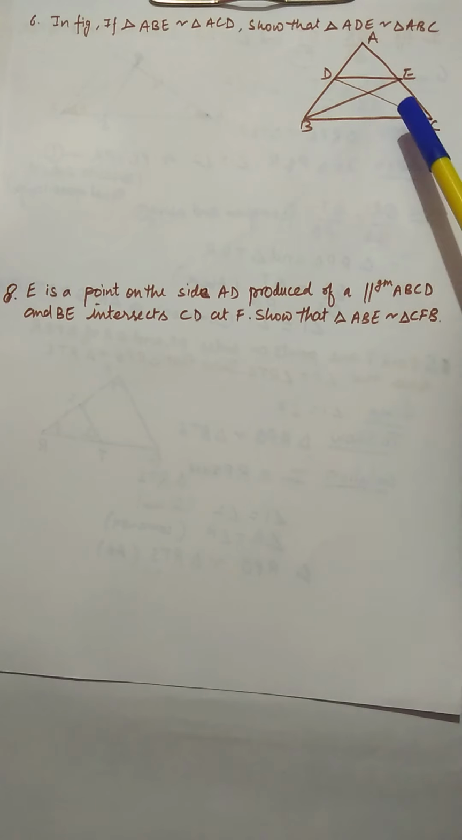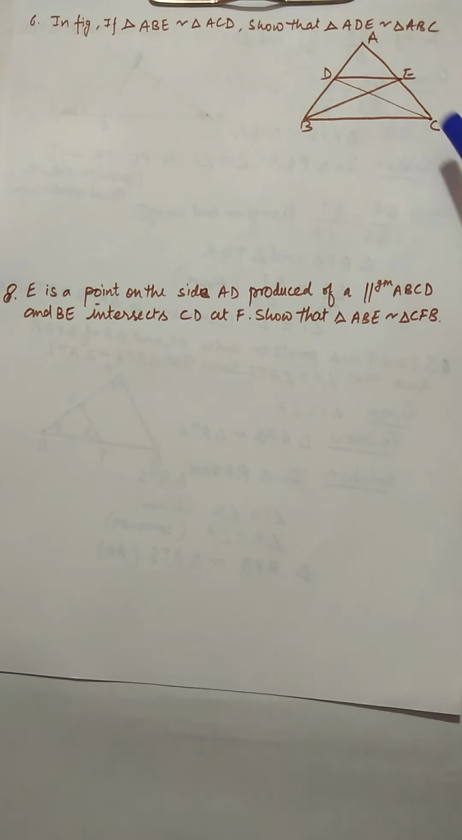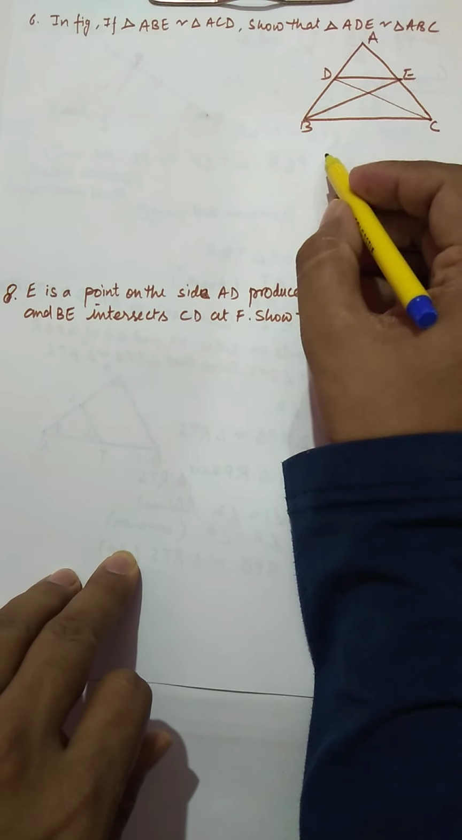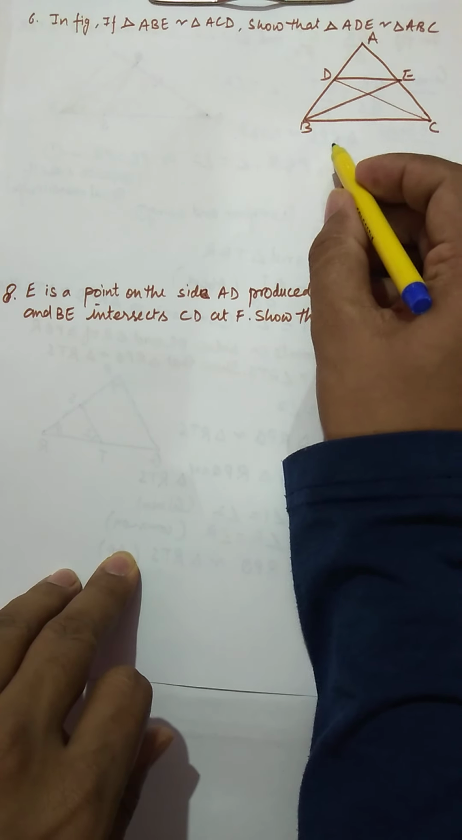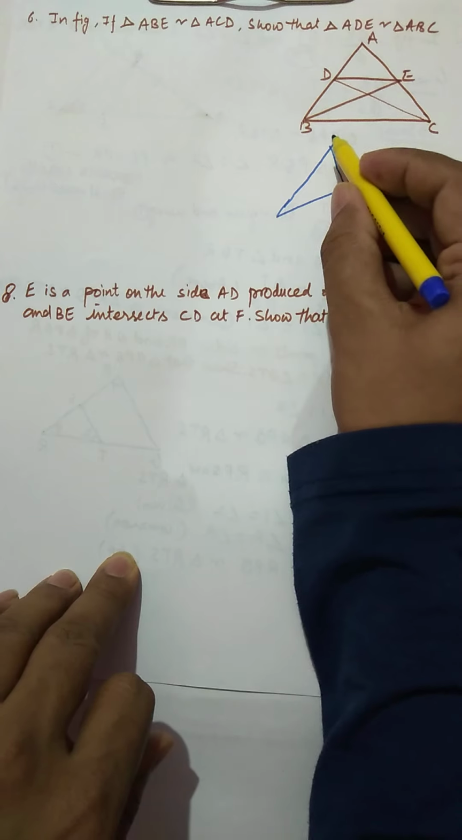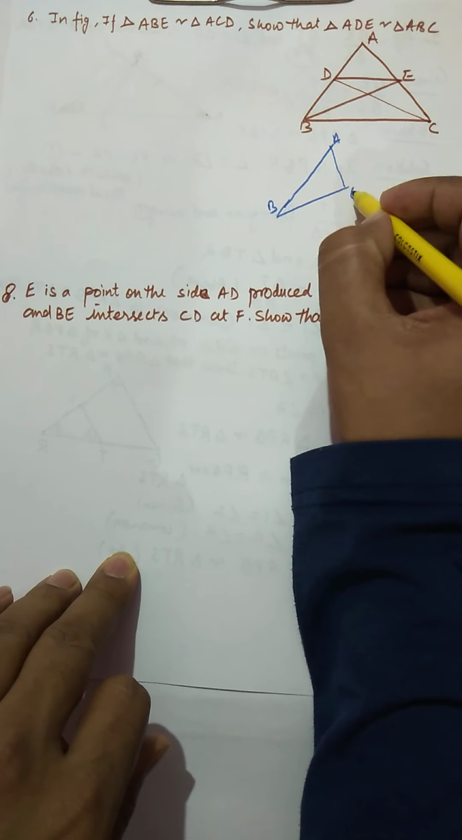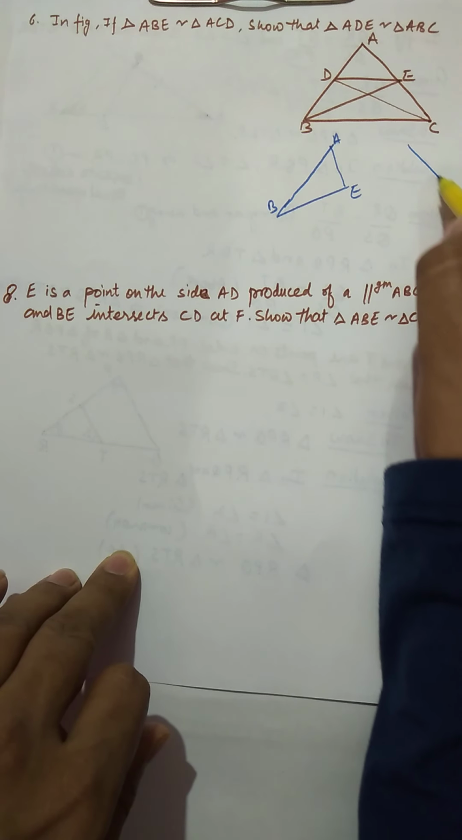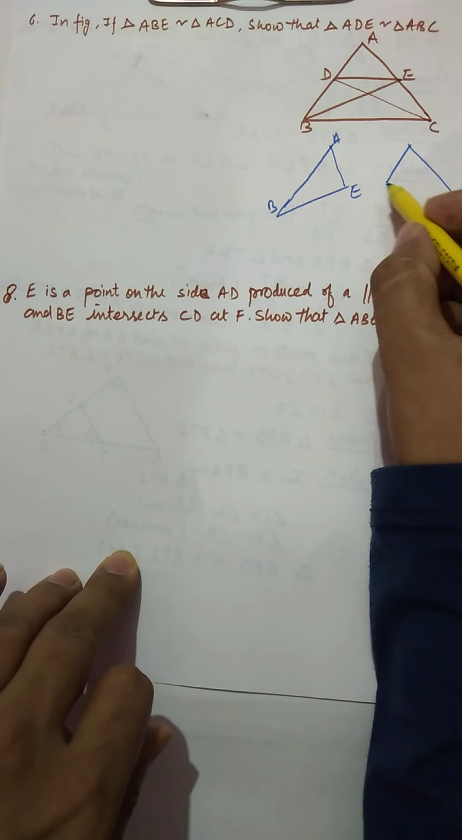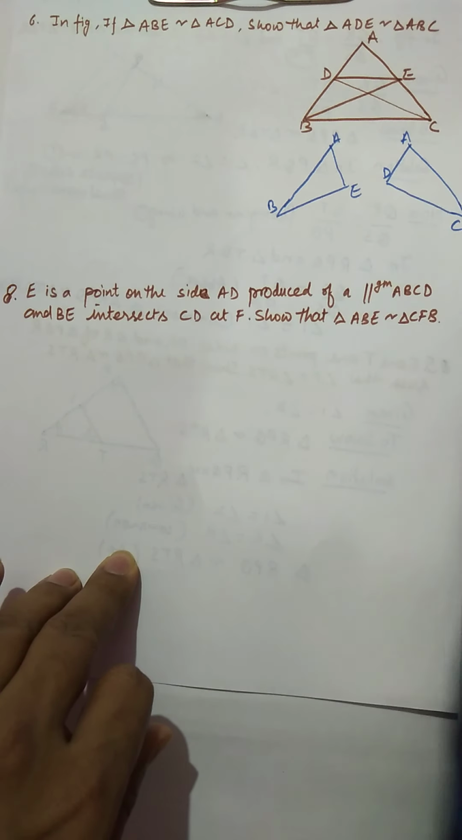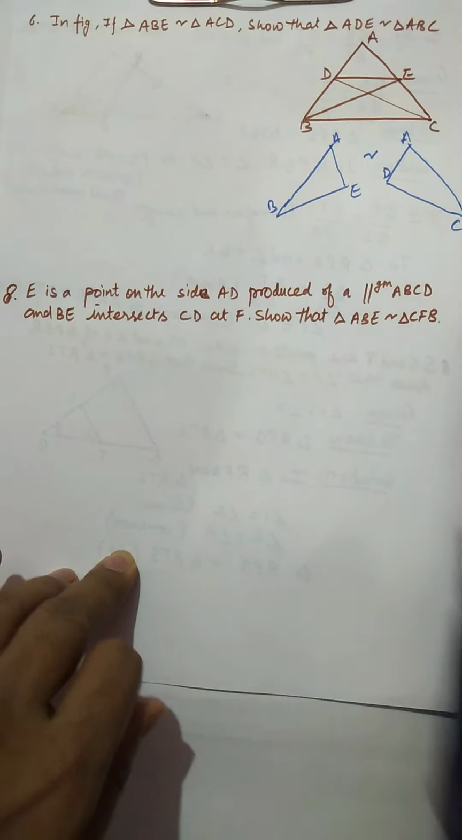In this it's given ABE is similar to ACD. This is ACD. So we make these triangles similar. ABE, this is A, this is B, and this is E, they are similar. And ACD, this is C, this is A, this is D. So the both triangles are given as similar.